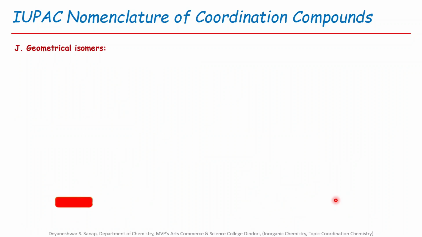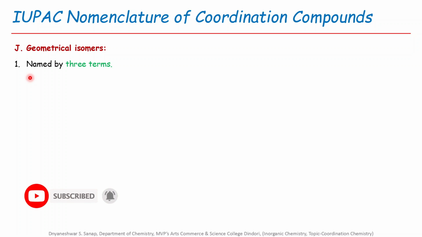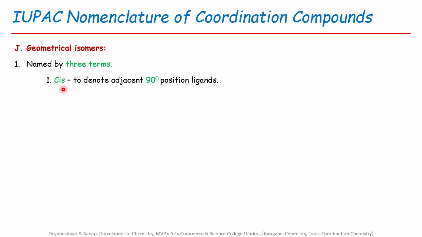The next important point is geometrical isomers. Basically, the name of geometrical isomers is given by three terms. First term is cis. When two groups or two ligands are in the 90-degree position, then we have to give the name cis. Second term is trans. Trans is denoted for the opposite position of a ligand. That means the two ligands having a bond angle of 180 degrees.